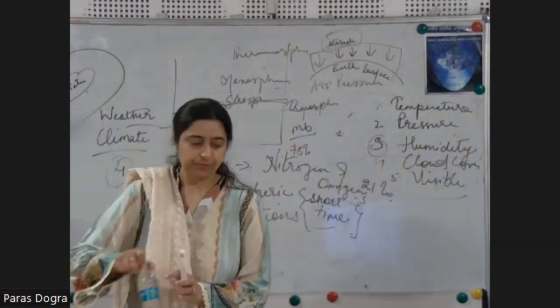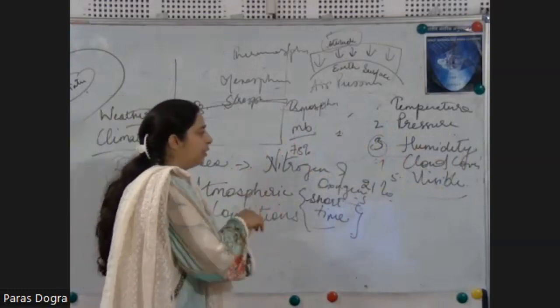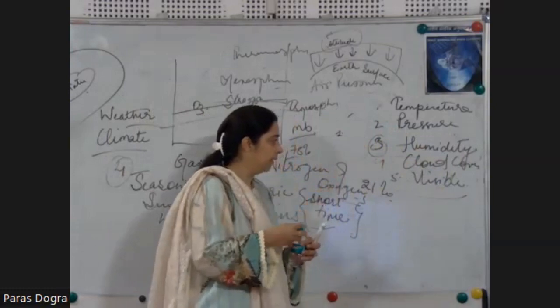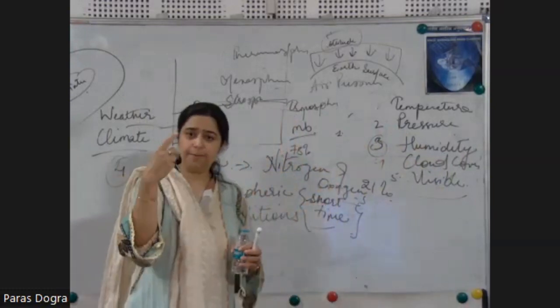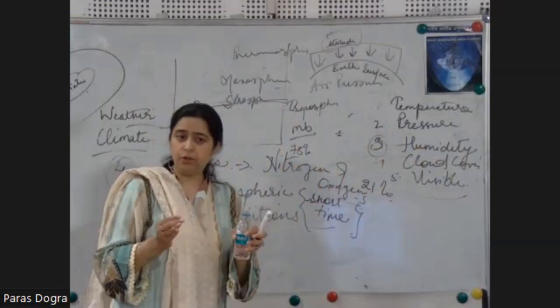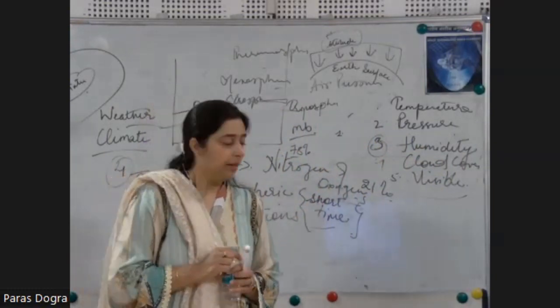Next is cloud cover, wind speed, visibility. So these all together make up the weather and climate.